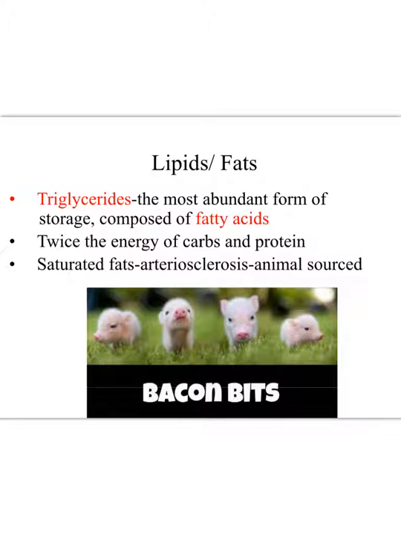Lipids and fats are a really rich source of energy storage, but it's harder for the body to break those down than it is carbohydrates, because as you'll see soon, this is going to require a higher level of oxygen, which is not always available. Saturated fats have been associated with atherosclerosis or arteriosclerosis, same thing. This is associated with animal-sourced fats, and what we're realizing now is that perhaps saturated fats were getting blamed for things that are actually due to excessive processed sugar consumption.